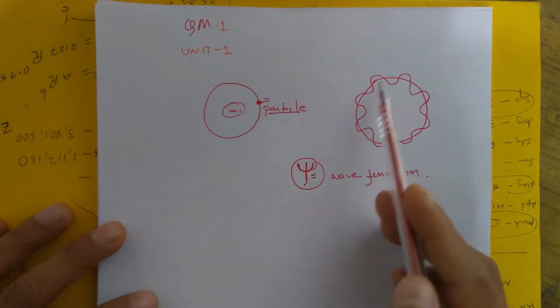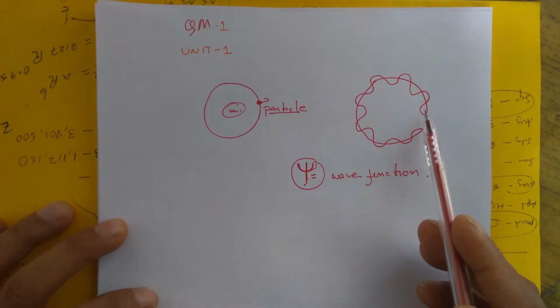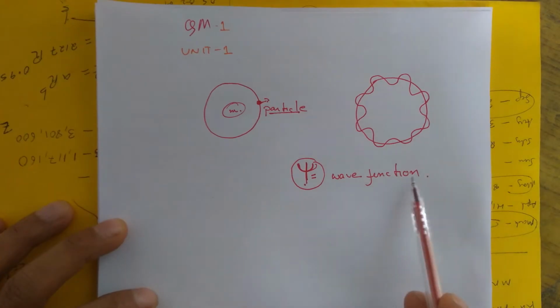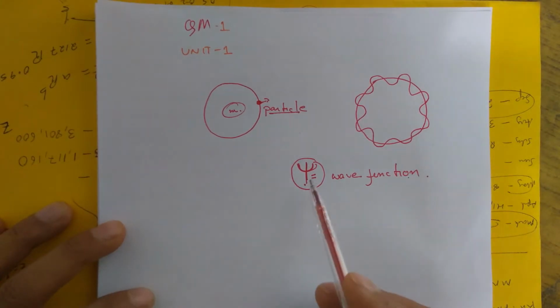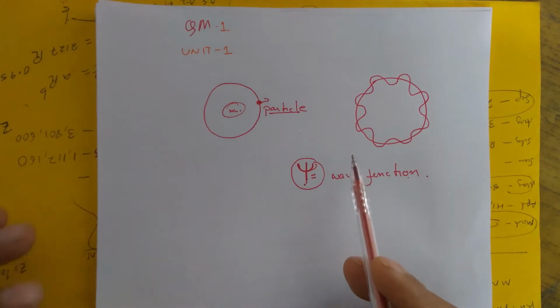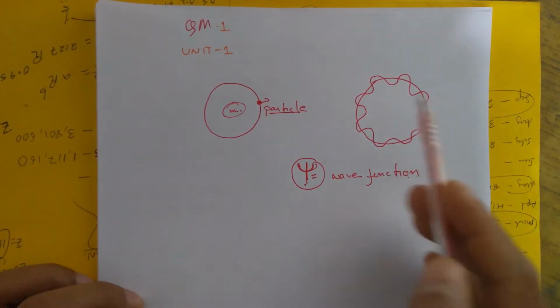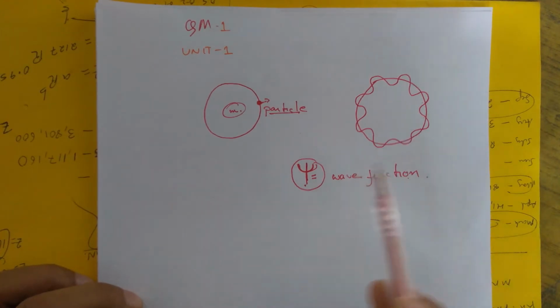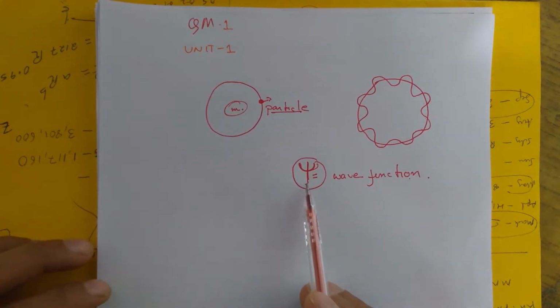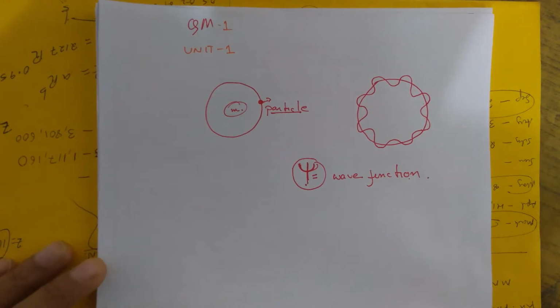Now this information about a particle is represented by a wave function psi. We assume that all the information we want to know about this particle revolving around is contained in this wave function psi. Now let us go to the notes.